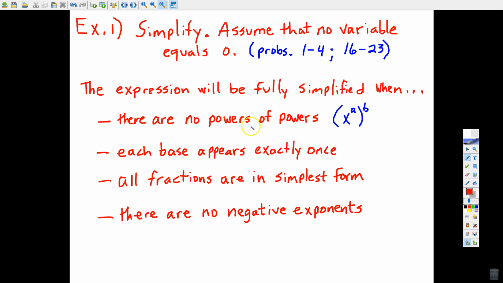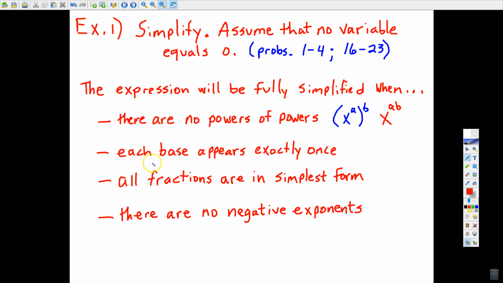Well, first of all, there will not be any powers of powers. In essence, if you have parentheses, something inside parentheses being raised to something outside, then you should apply that power of power rule, which says in this case x to the a times b. You go ahead and multiply those together with the base being written underneath the product of those two exponents. So that should be true.